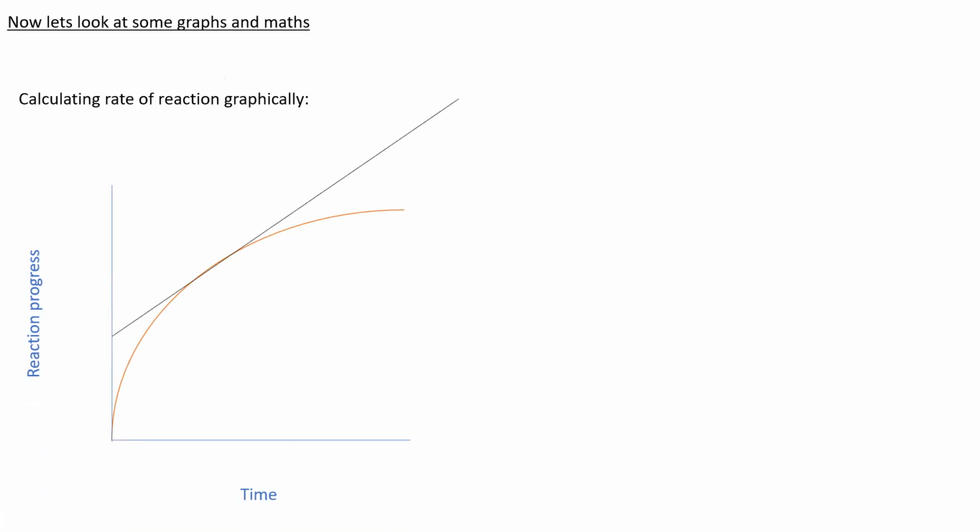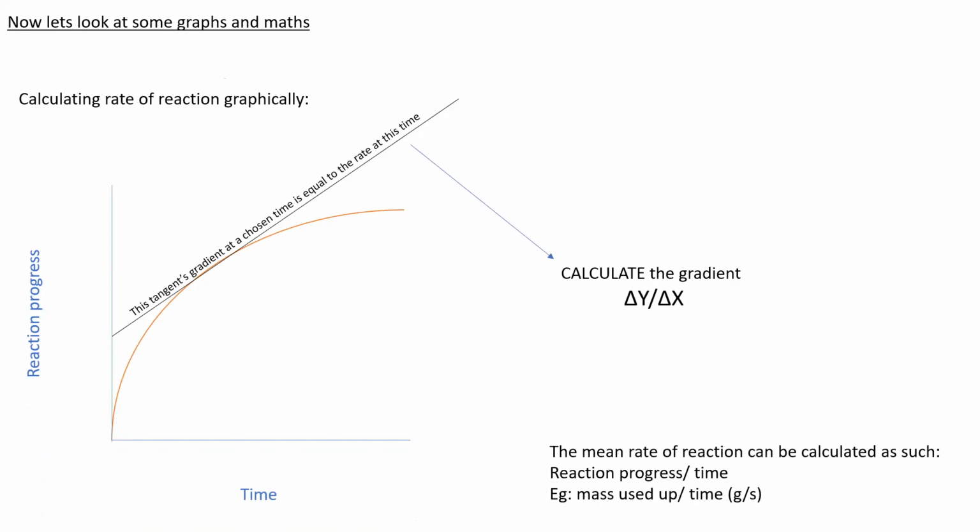So if we look at some graphs and maths, we can calculate the rate of reaction graphically by having time along the x-axis and reaction progress along the y-axis. So if we take that as our curve, we can put a tangent at any point, and the gradient will be equal to the rate at this time. So obviously delta y over delta x. We can also calculate the mean rate of reaction by doing total reaction progress over time.